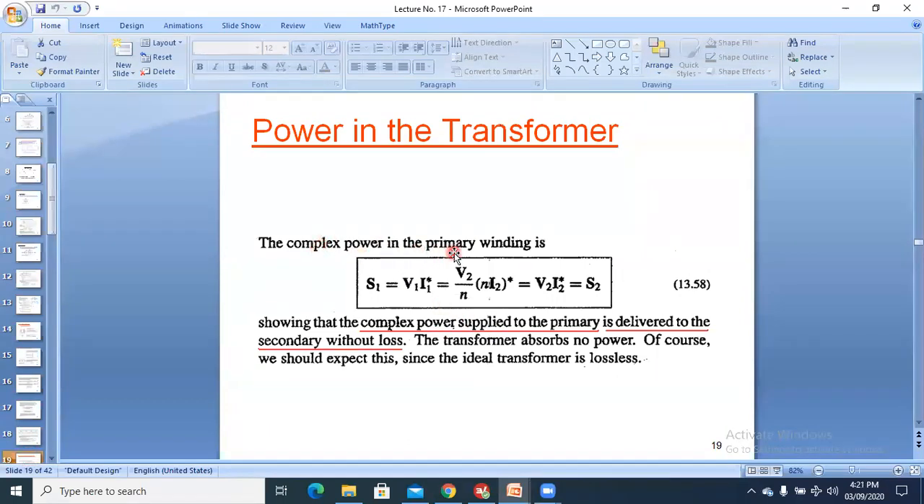If we have the complex power in the primary winding, that is equal to V1 I1 conjugate. V1 is equal to V2 by N and I1 is equal to N I2 conjugate. So N cancels N and that is equal to V2 I2 conjugate, which is S2. So the complex power S1 of the primary side is equal to the complex power in the secondary side.